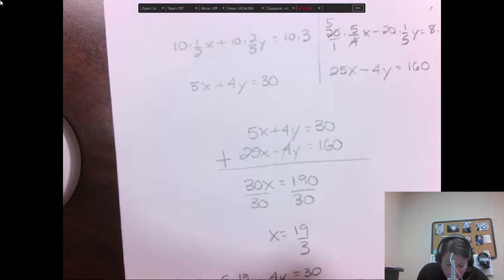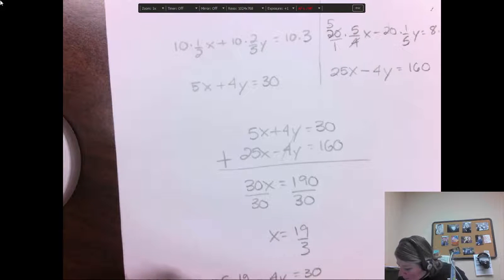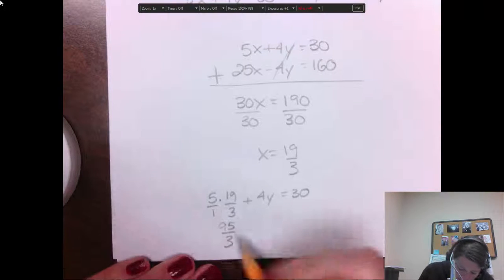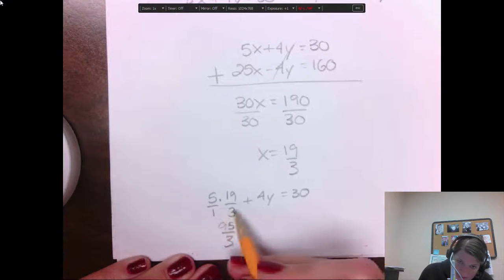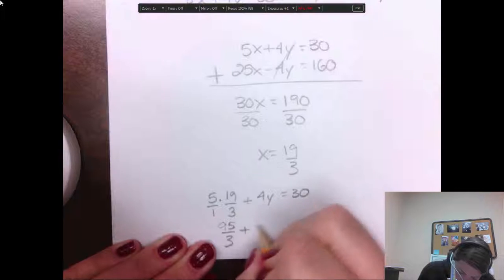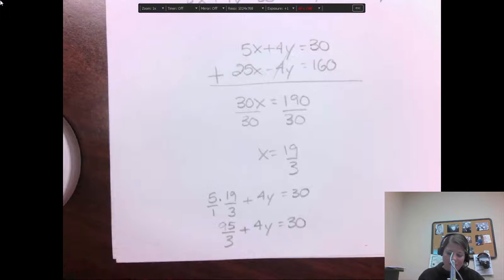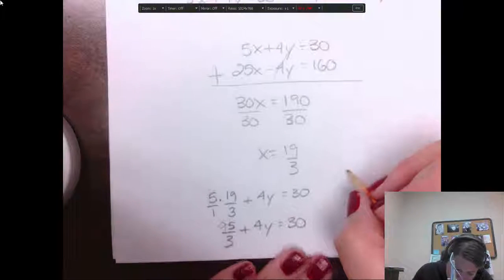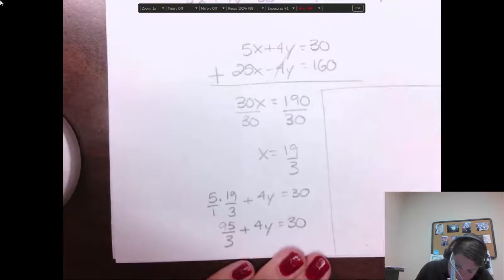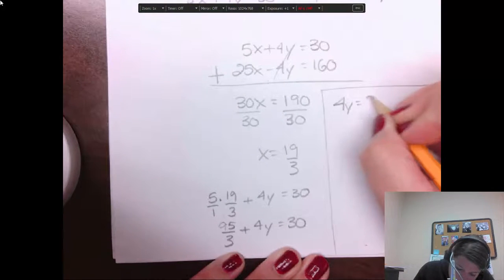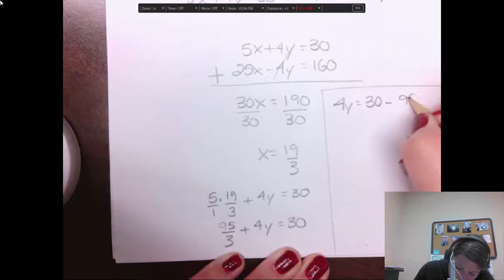All right, think of this as 5 over 1. I don't know 5 times 19 off the top of my head. 95. 5 times 19 is 95. Thirds. Let me make sure you can see my 95. Oops, there we go. Sorry. 5 times 19 is 95. 3 times 1 is 3. Plus 4y equals 30. Now, this is a plus, so I have to subtract it over to the 30. Maybe I'll just block this off so you know what I'm doing here. I'm going to have 4y equals 30 minus 95 thirds.